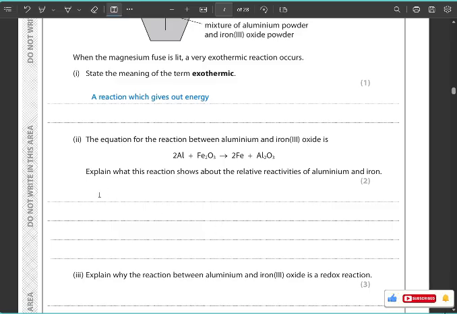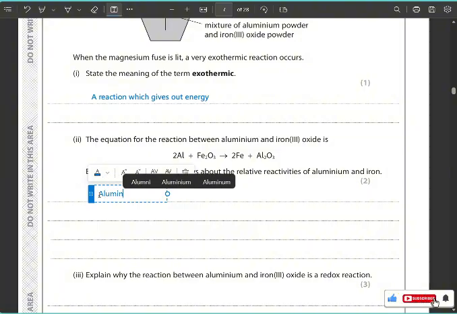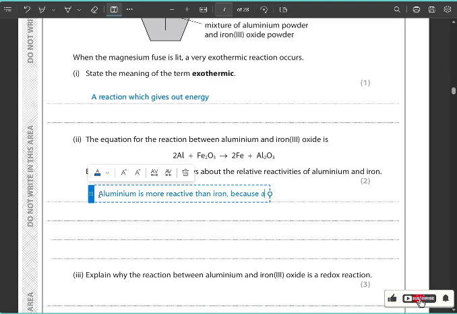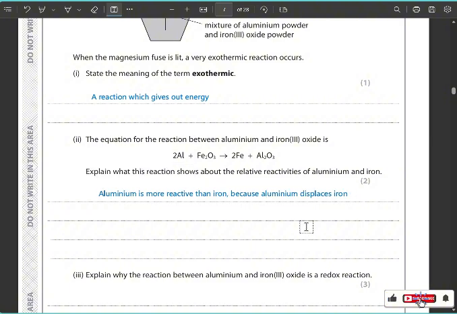From this reaction we can easily know that aluminium is more reactive than iron, because aluminium displaces iron, which means it gives electrons, and iron gains electrons.